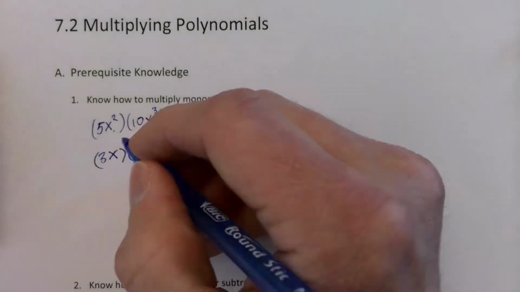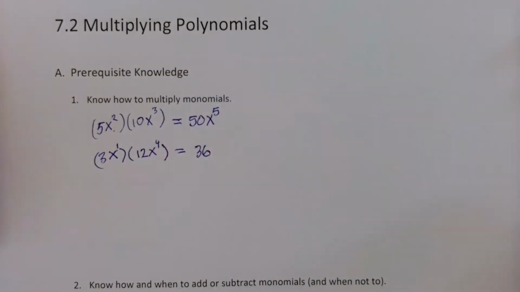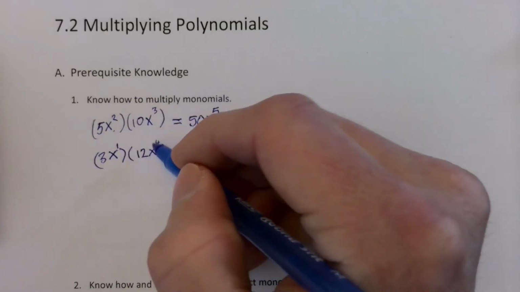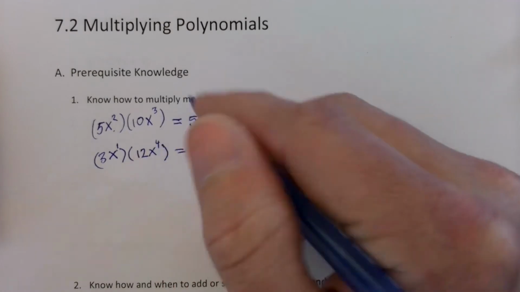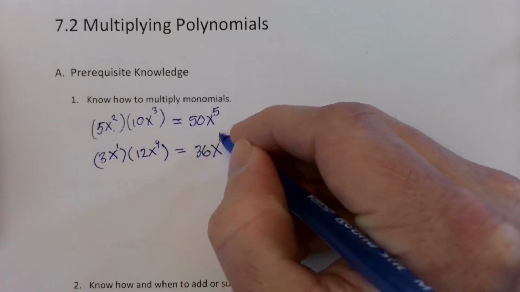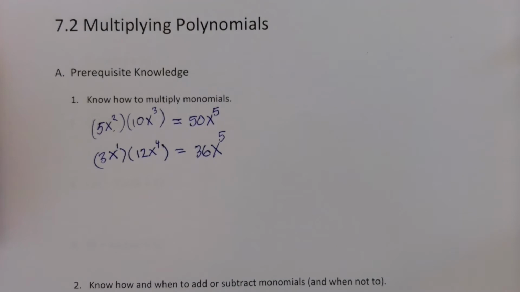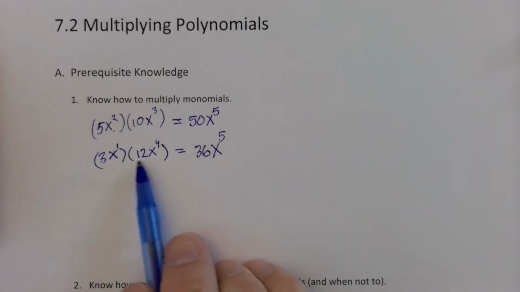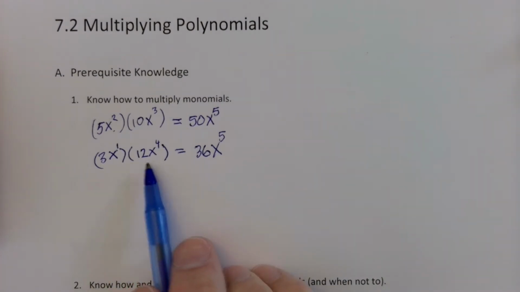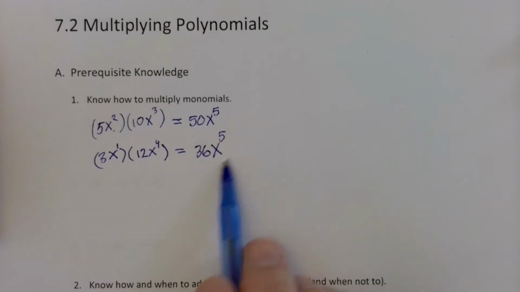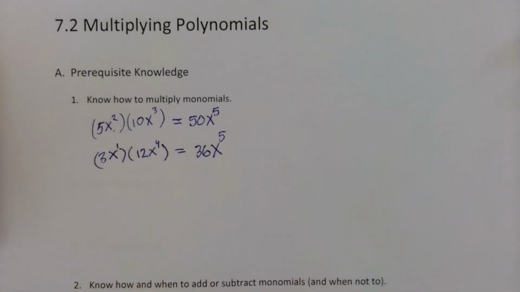Now a shortcut, again, is to do this. Just put a 1 here. That's the default exponent. And add the 1 and the 4. So you get x to the 5th. So again, you're multiplying these coefficients. And then for the power of x, you're going to add the exponents.